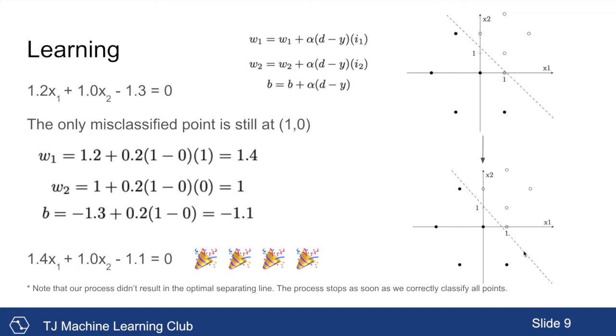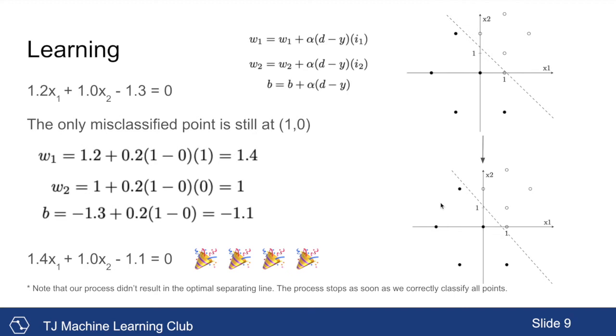One thing to note is that the perceptron learning algorithm doesn't result in the optimal line that separates the data points. You can imagine that a better line would have been drawn like this, where it's farther away from this point here, which is pretty close. So that's a disadvantage here. As soon as we get everything correct, we stop, and we don't go on, even though there might be better solutions that reflect the structure of the data.